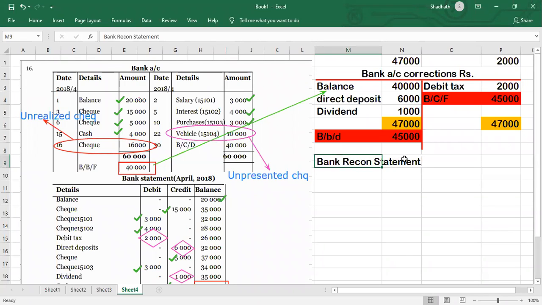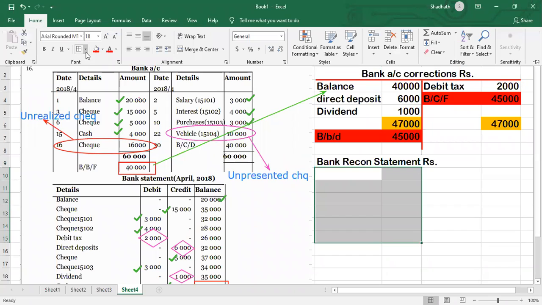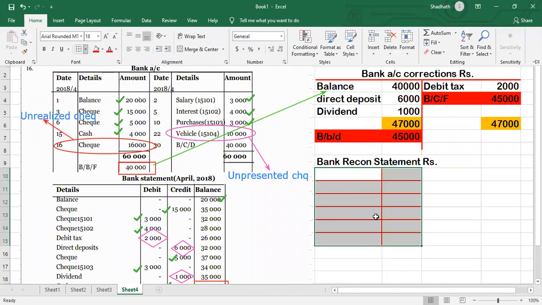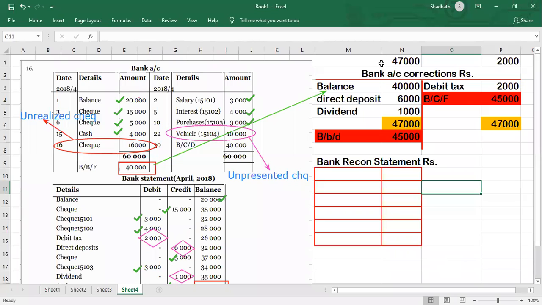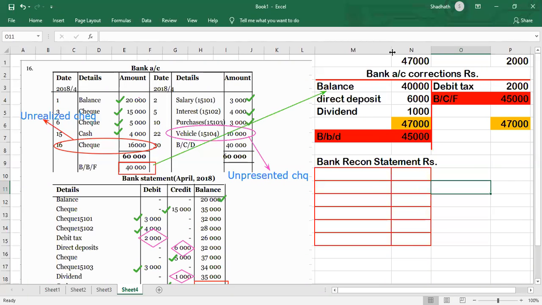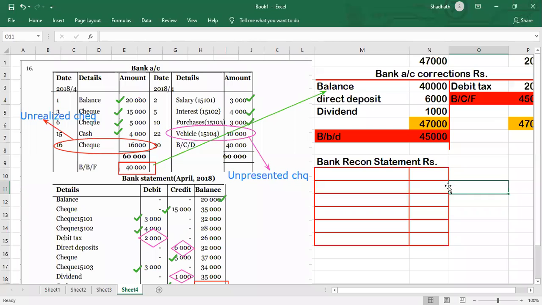A bank reconciliation statement in rupees. It will be like this, a small statement like this. Bank reconciliation statement. After adjusting the bank account, after correcting the bank account, we can go for a bank reconciliation statement, since our bank account balance is still not equal to the bank statement balance.